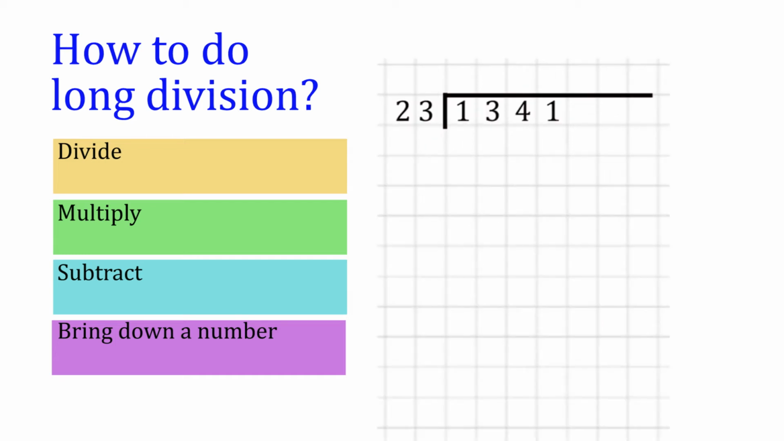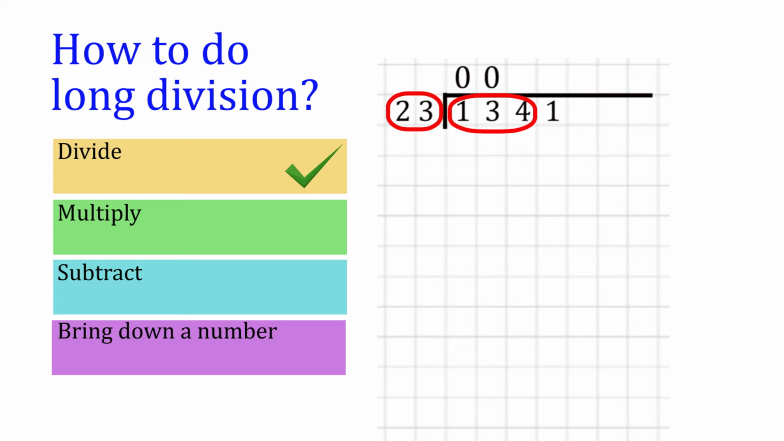Now let's do a division that has a remainder. I have chosen 1341 divided by 23, which equals 58 with a remainder 7. First we divide the first digit 1 by 23. The answer is 0, so we put a 0 above. Now we try the first two digits. We divide 13 by 23. The answer is still 0, so we put the 0 above and try the first three digits.